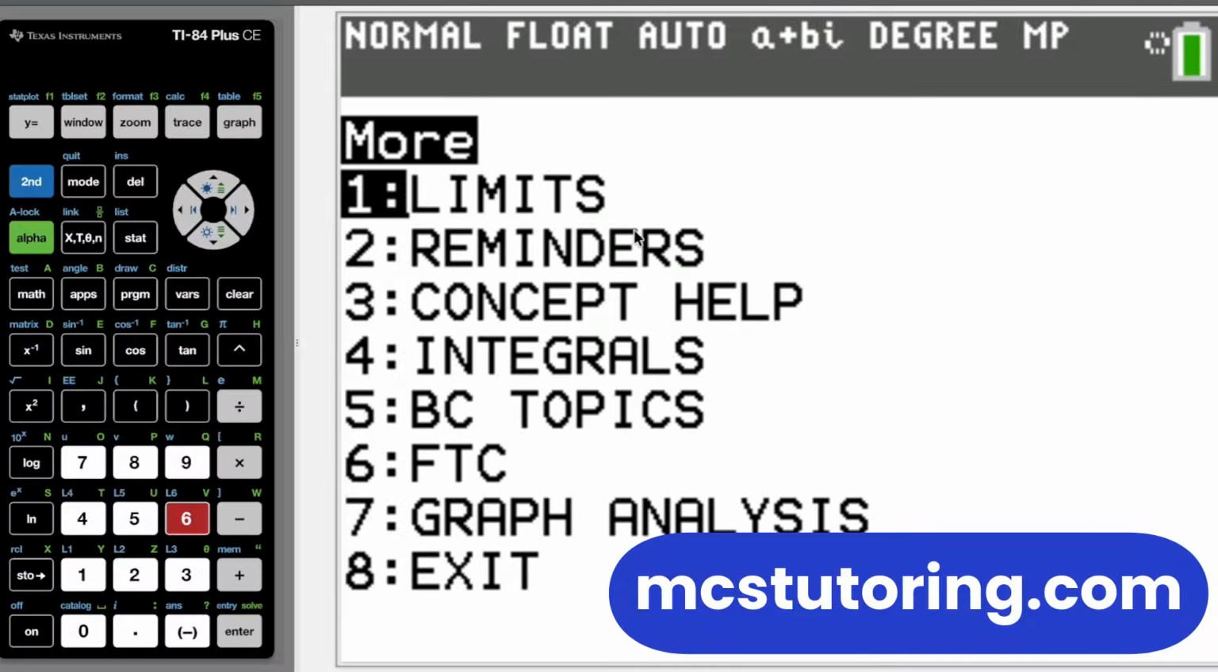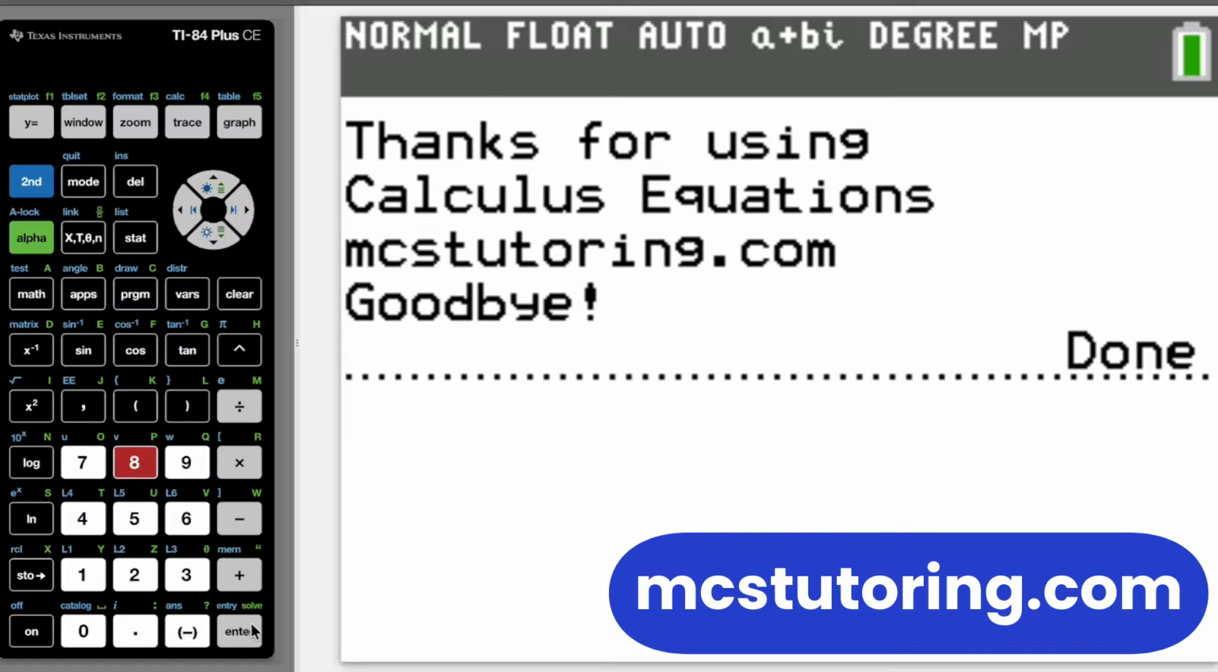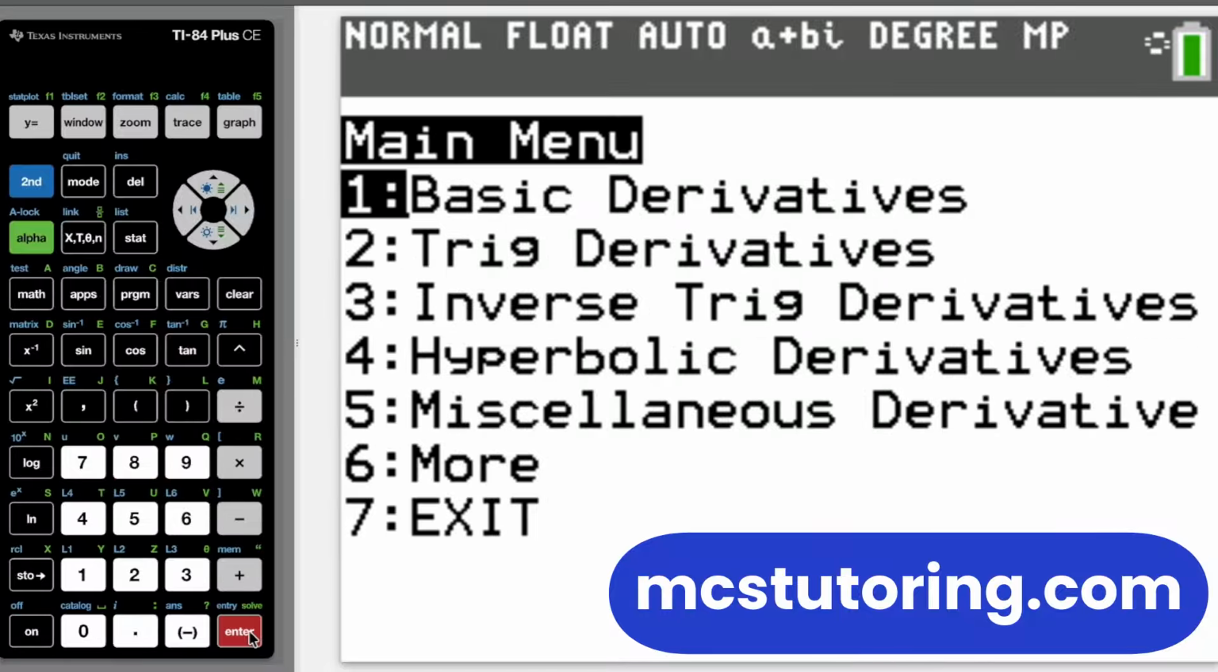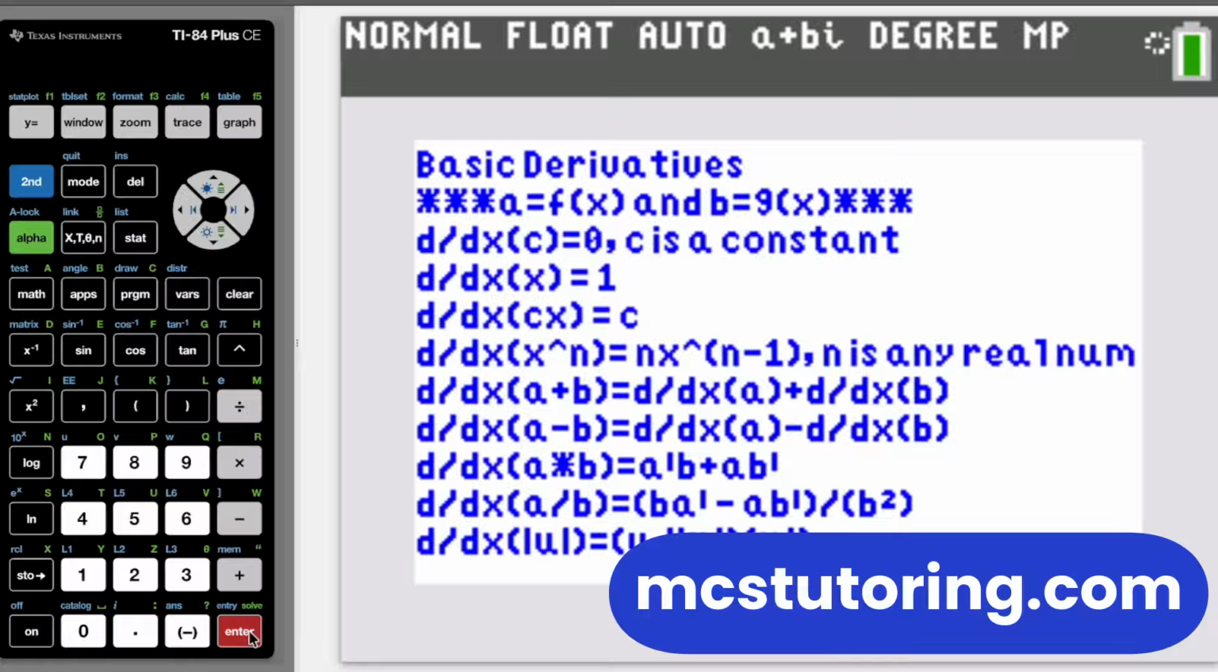Limits, reminders, concept help is a big one. We're constantly expanding that. Integrals, specific BC topics, Calc BC, that's Calc 2. FTC, fundamental theorem of calculus, graph analysis. I wish I had a back key, but whatever. When you run through the program, you just press Enter to rerun it. So you're going to go over basic derivatives. So here you go. It just displays the formulas for you guys.